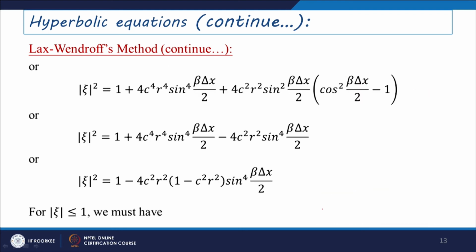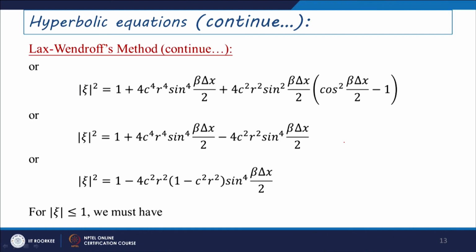And in the final form this equation is written as the absolute value of zeta square, this as 1 plus 4 c fourth r fourth sin fourth beta delta x by 2 plus 4 c square r square sin square beta delta x by 2 into cos square beta delta x by 2 minus 1. Our aim is that if you consider the sin x function as the compact function on the right hand side, since the absolute value of sin x is always less than or equal to mod x, we can consider this scheme as stable whenever this right hand side is less than or equal to 1 there.